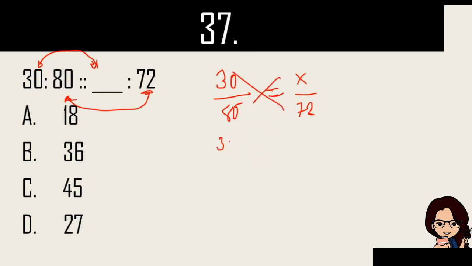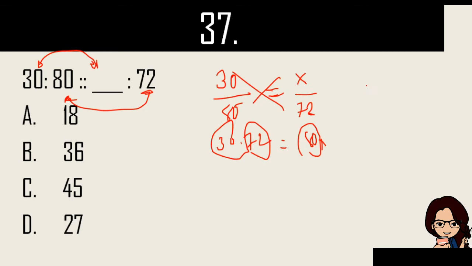And then, cross-multiply. Okay? So, you can do that. So, magiging 30 times 72 is equal to 80 times x. Pero, di ba, just even looking at it, parang ang hirap na niya. Kasi, multiply mo yung 72 sa 30, kailan ka pa matatapos niyan? Tapos, i-divide mo pa siya sa 80. O, kailan ka lalo matatapos niyan?